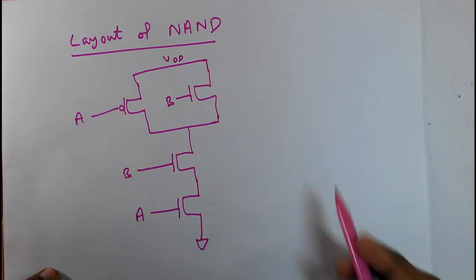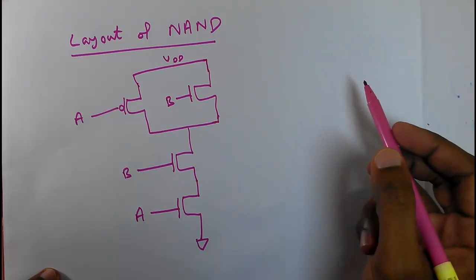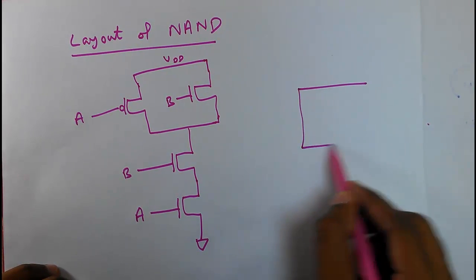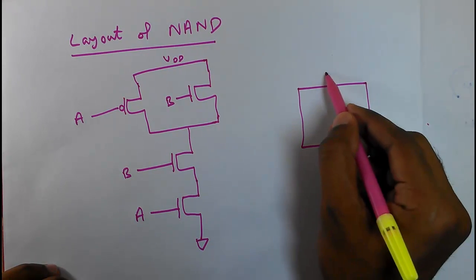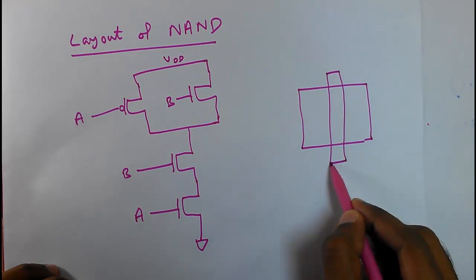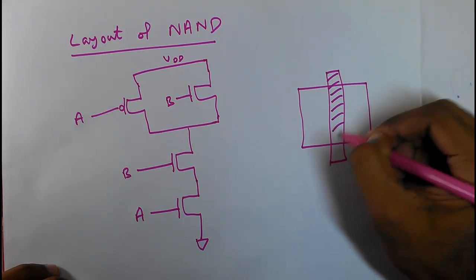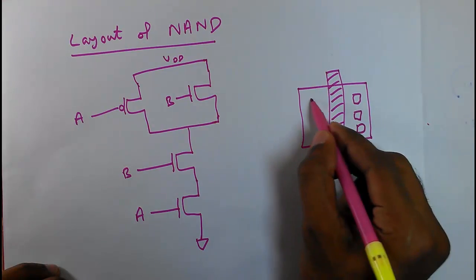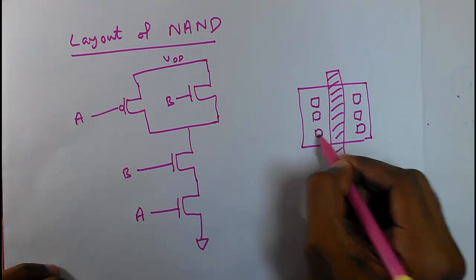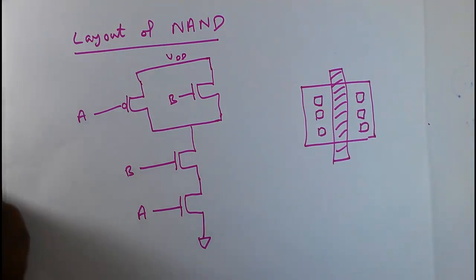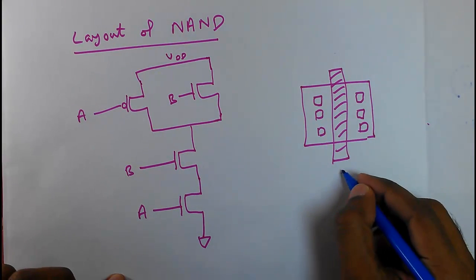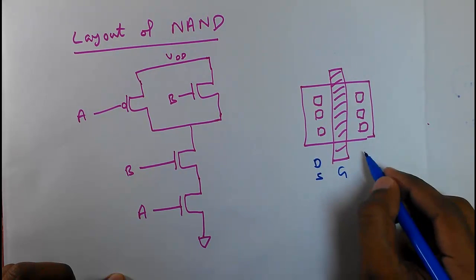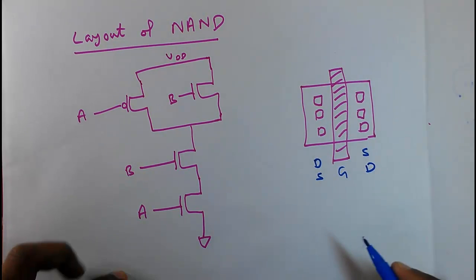This is the schematic. In the layout, generally we see the layout of the MOSFET like this. This is the gate. In the layout, you can see the contact like this. So this is the gate. This is a drain or source. This is source or drain.